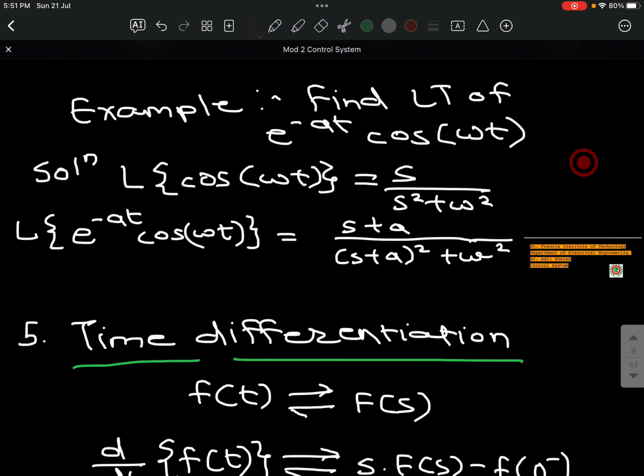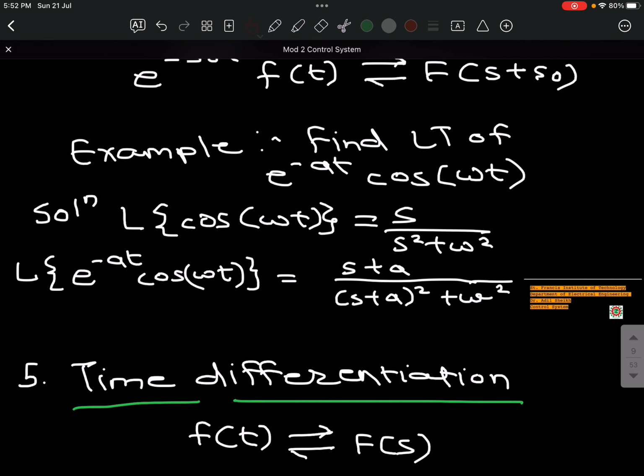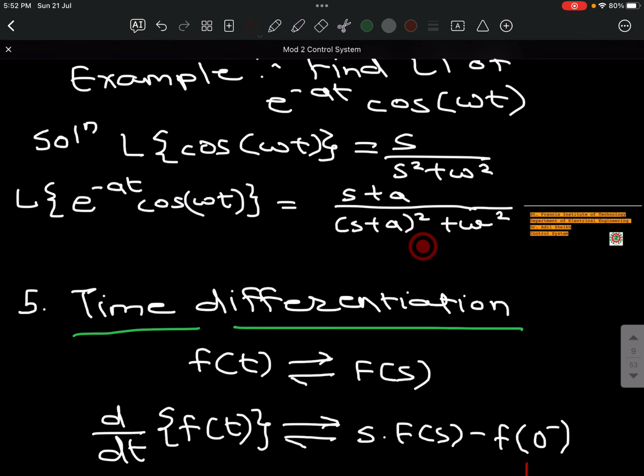So how does it look? When we say f(t) has Laplace transform F(s), now if I take the derivative of this particular f(t), what will the Laplace transform of this derivative be? It will be s into F(s) minus small f(0-). Okay, remember this, it is a small f(0-).